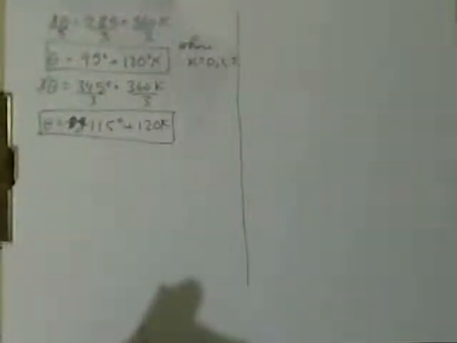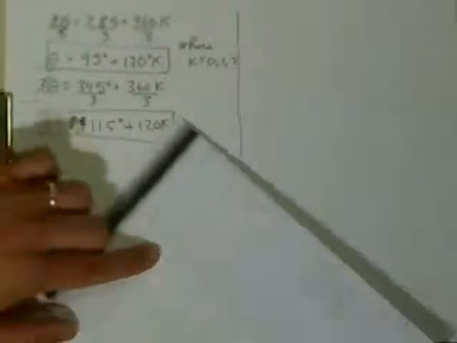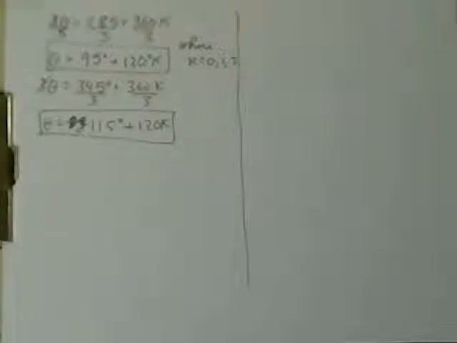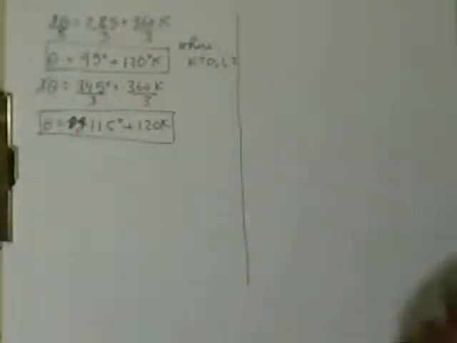Let's see if that's right. On number 10, it's going to be 115 plus 120k. Okay, good. I just checked it right here. So number 10 is finished. Let's do the next problem. I'm going to reference this paper right over here, just in case. Number 12.